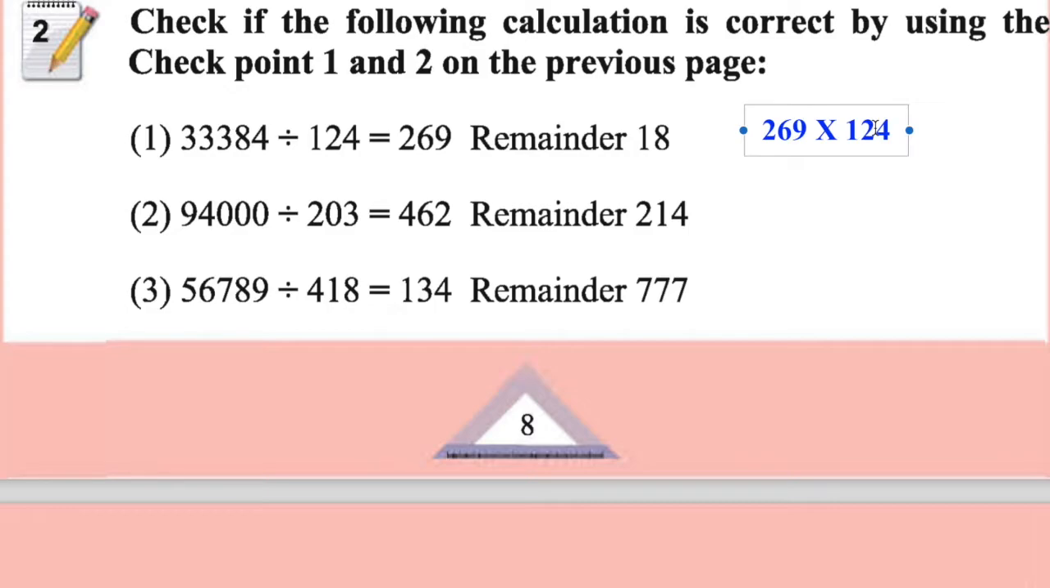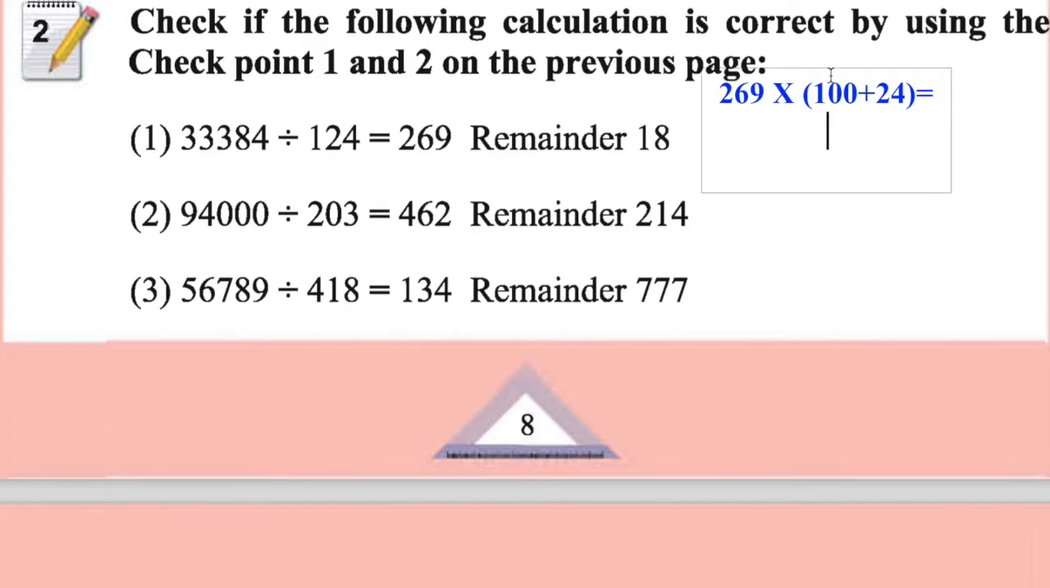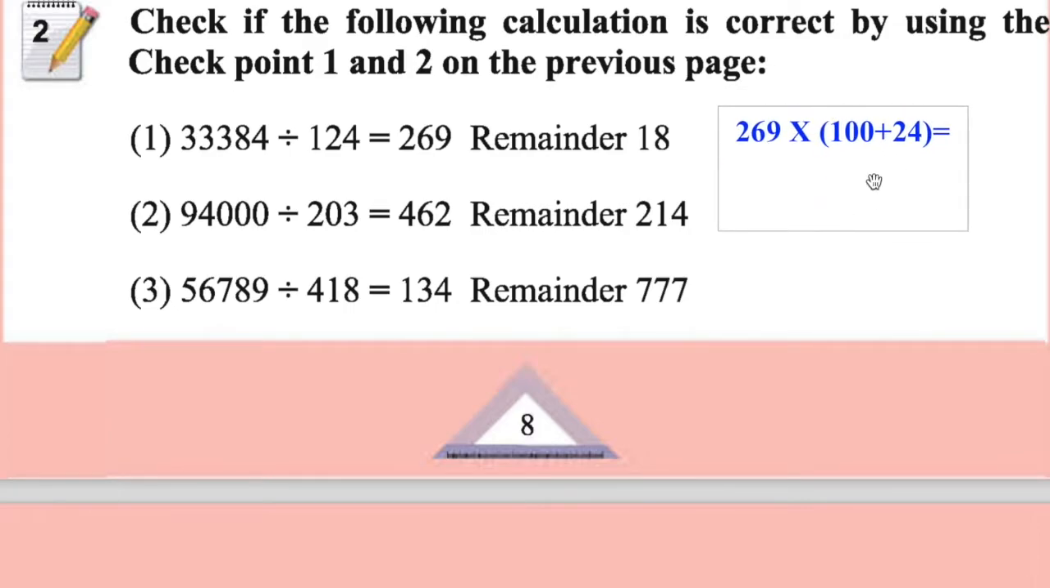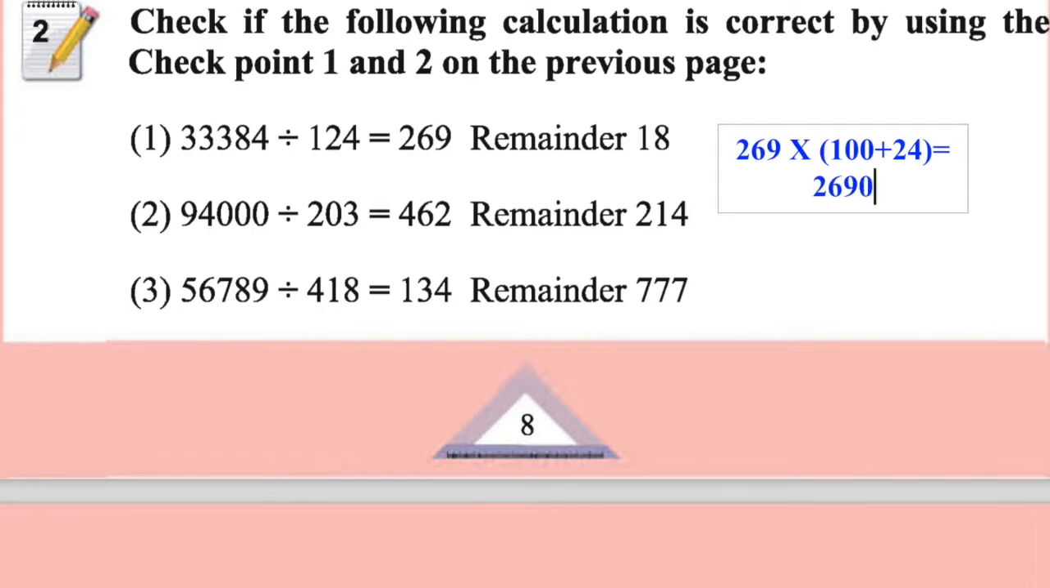Just looking at whether we can go by any easy way of doing this. Yes, perhaps. How? This I can write as 100 plus 24. By multiplying 100 is very easy, just add two zeros. 24, how can I write? 269 into 24 can be written as 25 minus 1. Okay, is that fine?